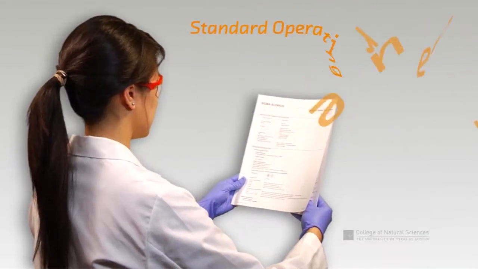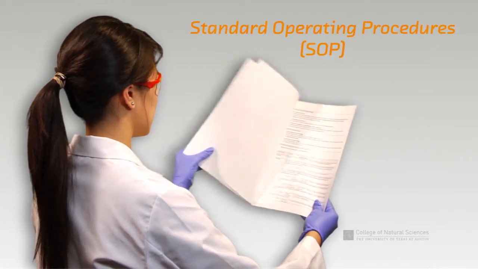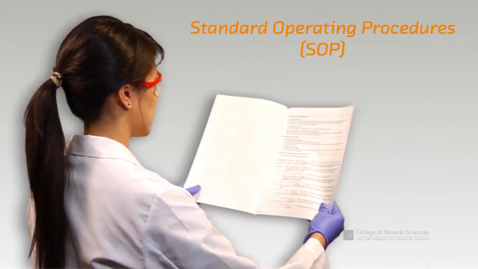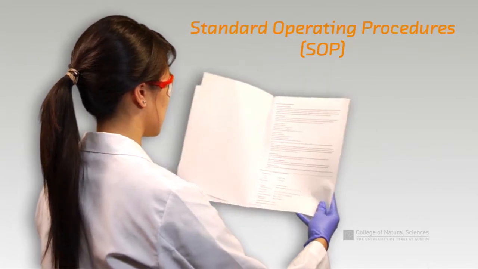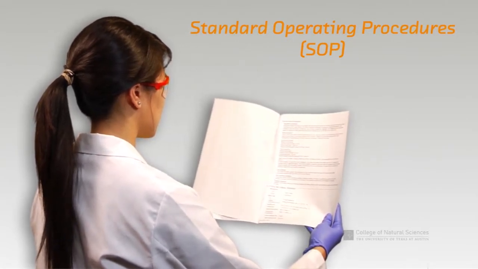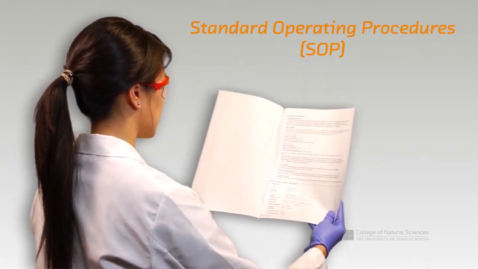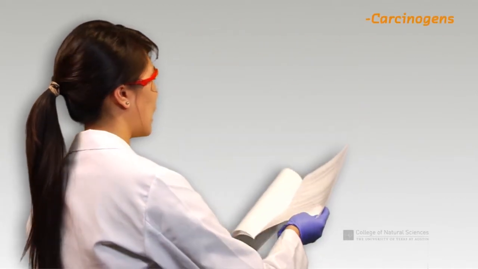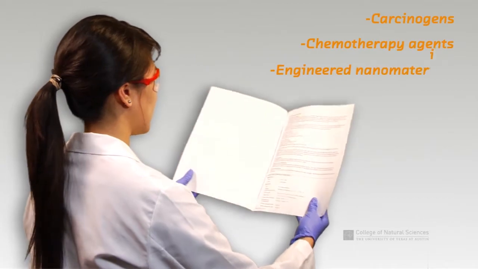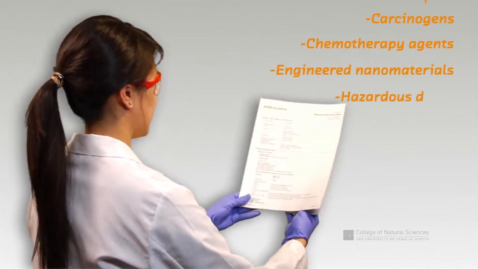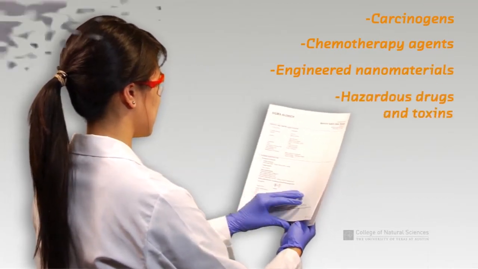Standard Operating Procedures, SOP, are very important as they provide guidance in the form of written procedures for the safe handling and disposal of particularly hazardous substances, including carcinogens, chemotherapy agents, engineered nanomaterials, hazardous drugs, and toxins.